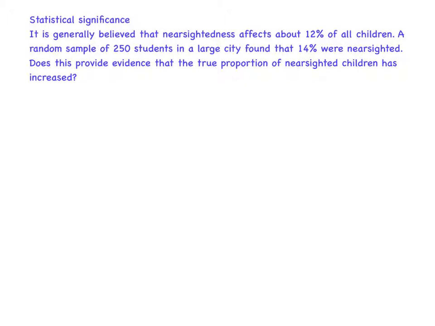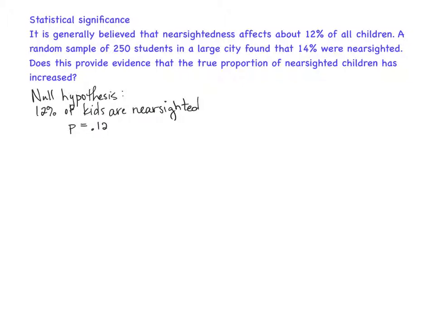And what we do here is we create a hypothesis. We say this is what we think is happening. So what we think is happening, this is our null hypothesis, is that 12% of kids are nearsighted. That's in words. In AP Stats, you would be expected to do it in symbols. In symbols, that means that our true proportion of kids who are nearsighted equals 0.12. And this true proportion, this is something that we never truly know, or very rarely know. But it's what we're basing our estimate on.